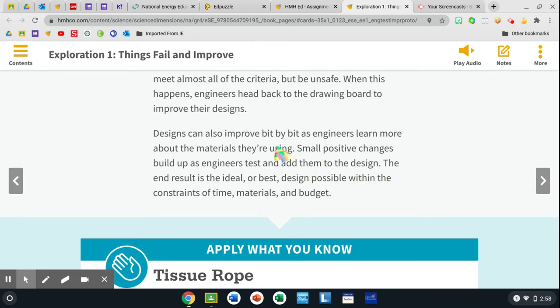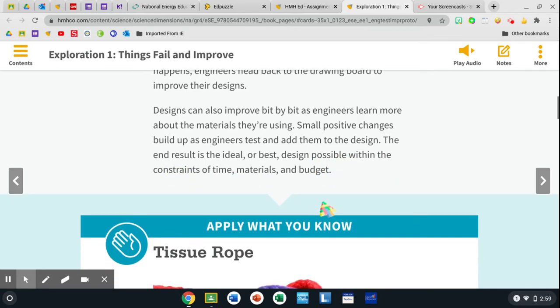So again, you're testing your prototype and you're going back and changing it. Those of you who have been here in person last week, we did the buddy dropper, and you had to go back and you changed your design, you improved your prototype, and tested it again. And then you can do more improvements every time you test it. Just small changes. Remember, we don't want to change a lot at a time. The end result is the ideal or best design possible within the constraints of time, materials, and budget.